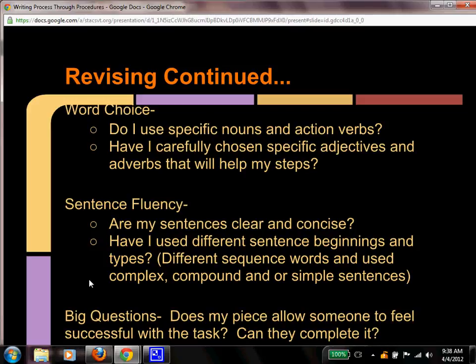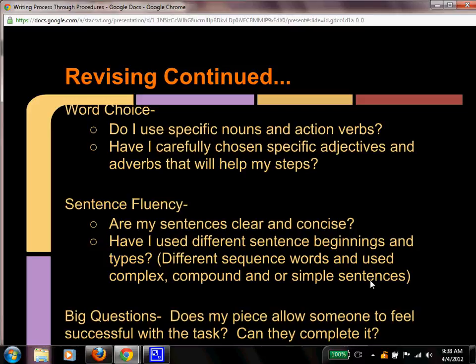Sentence fluency. Are my sentences clear and concise? And that's very simple, because it'll take you to these big questions. If they're not clear, you're not going to have success. Your reader will not have success. They will be confused, and your procedure piece will not succeed. Have I used different sentence beginnings and types? For instance, different sequence words, and you used complex or compound or simple sentences throughout the piece, not just keeping the same ones over and over and over again.